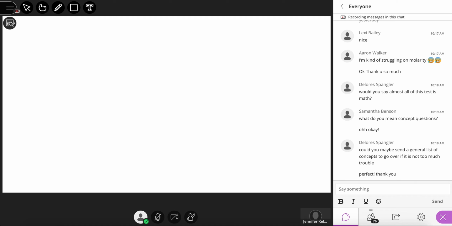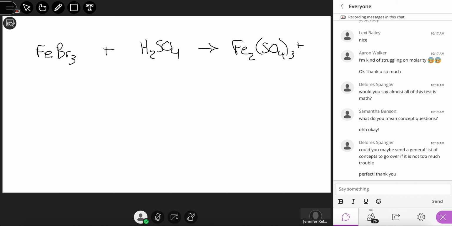All right. So we got iron bromide and sulfuric acid, making iron sulfate plus, I'm still running out of room, HBr. Okay. So the first thing we've got to do is count everything on both sides.